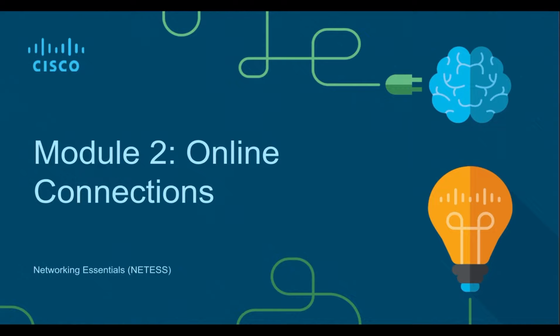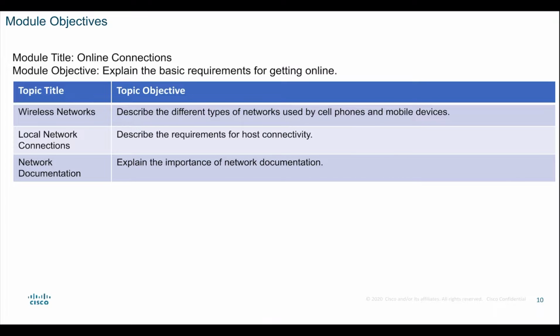So today we're going to talk about online connections. We're going to talk about three main ones. Number one is wireless networks. Number two is local network connections, what's required for devices to communicate on the network. And then finally, we're going to talk about network documentation. Why is it important? What are the different types of topologies? And if that's a new word, think of topology like the layout, the lay of the land. So those are the three main things that we are going to talk about.